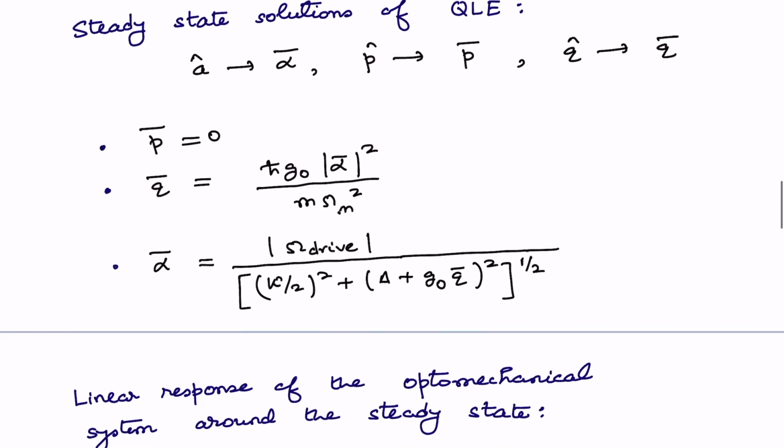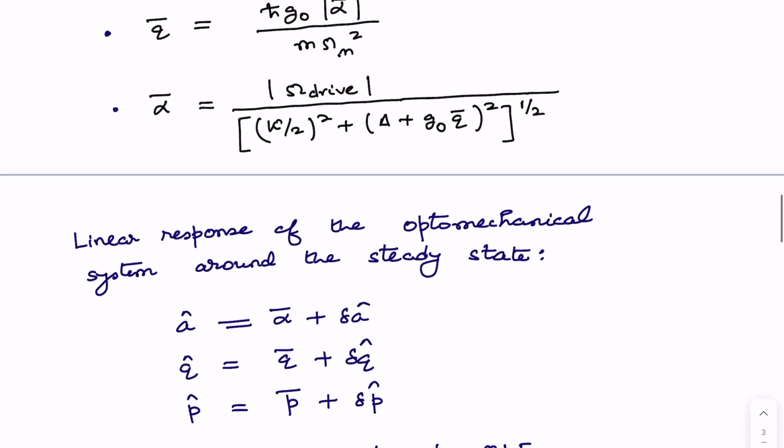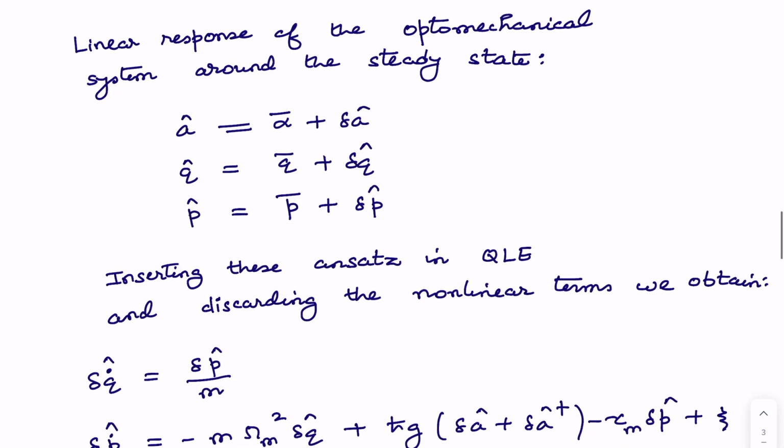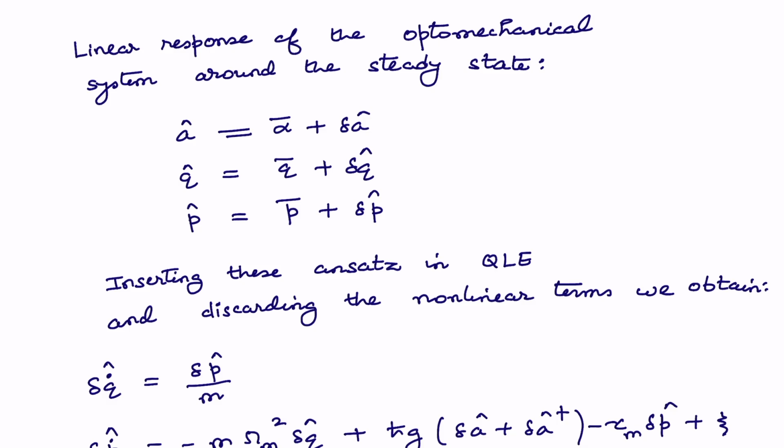Then we went on to study the linear response of the optomechanical system around these steady state values. The ansatz that we are taking is that A deviates from its steady state value by delta A. This is the quantum fluctuation, and similarly for Q, this fluctuation is delta q. For p, the fluctuation is delta p. Inserting these ansatzes in the quantum Langevin equation and then discarding the nonlinear terms, because these fluctuations are very small, the nonlinear terms are going to be extremely insignificant.